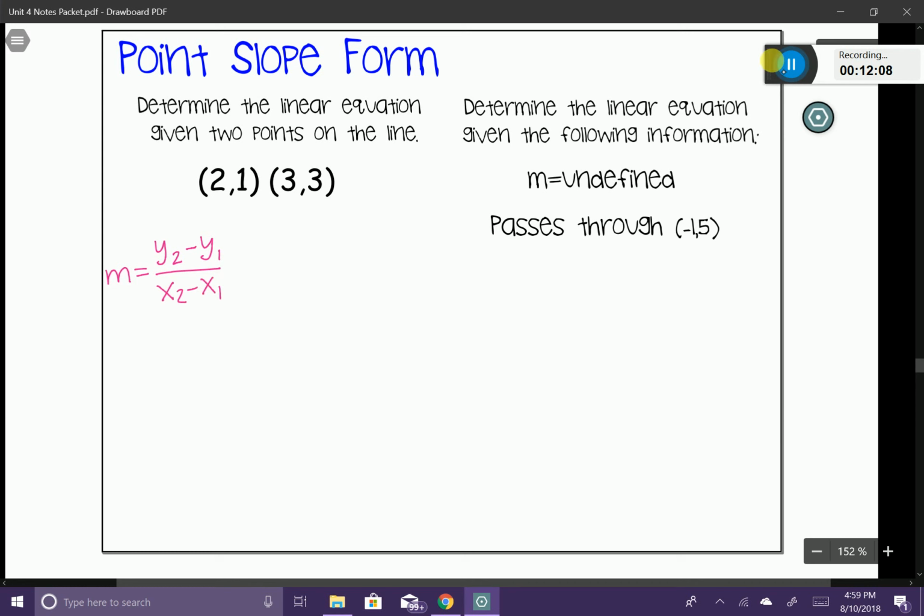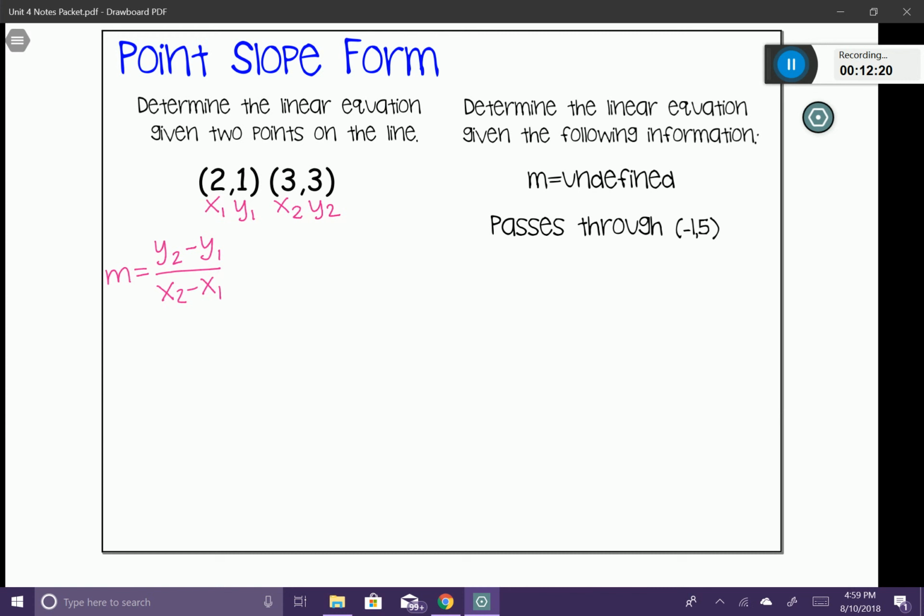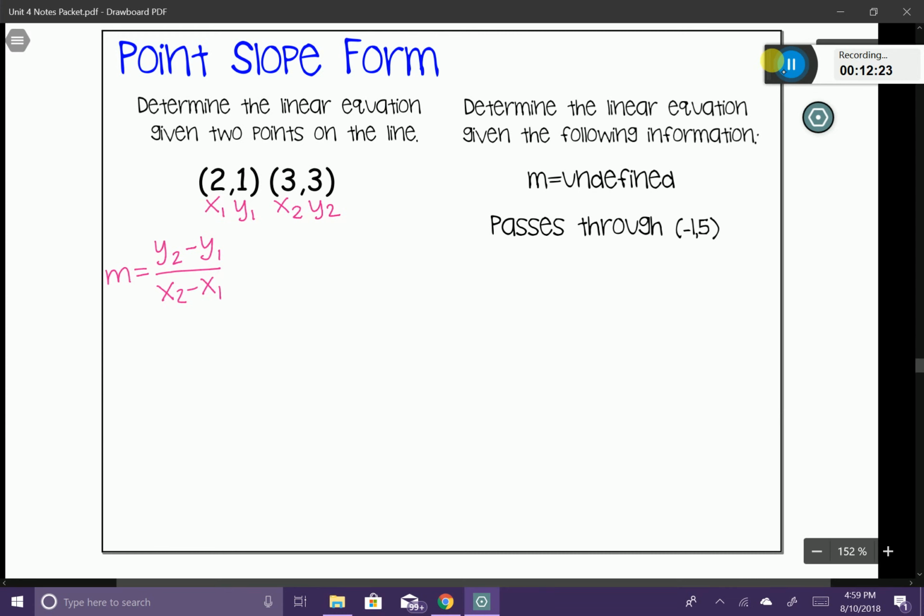So I'm going to start by labeling my points, just like we did before, to make sure we're nice and neat and organized. x1, y1, and then x2, y2. And just as a reminder, you can flip those coordinates around. The first coordinate can be x2, y2, and the second coordinate can be x1, y1. It doesn't really matter the order. Now I'm going to go ahead and plug it in. So my slope is equal to 3 minus 1 divided by 3 minus 2. I'm going to go ahead and simplify that down to 2 over 1, which of course simplifies down to 2. So therefore, my slope is going to be 2.